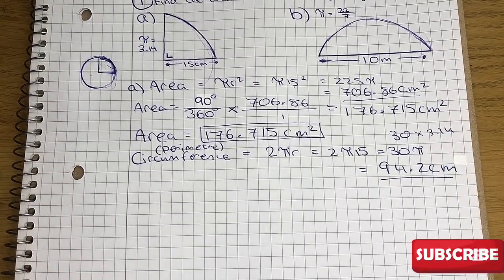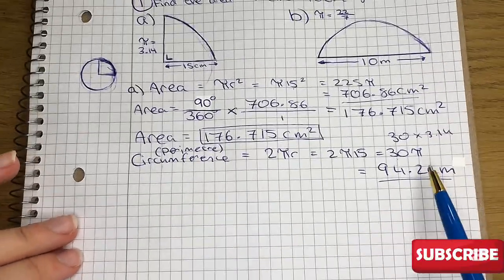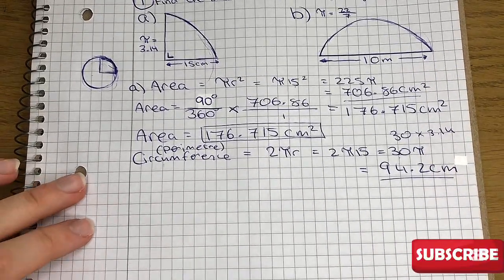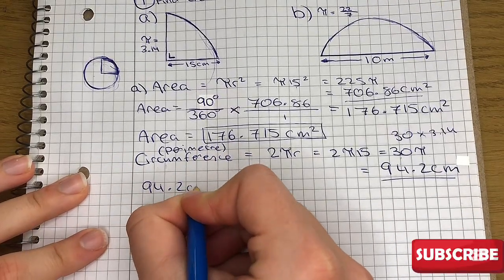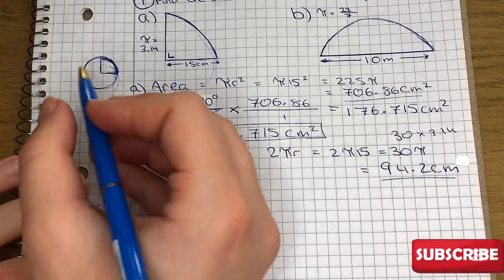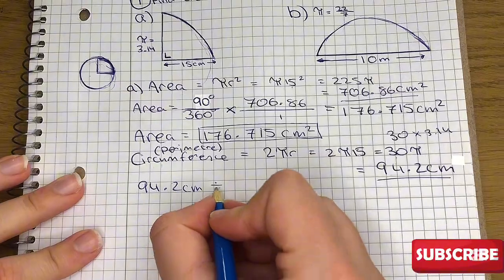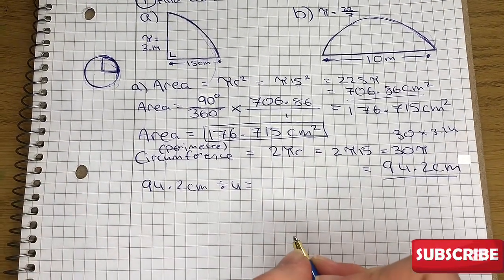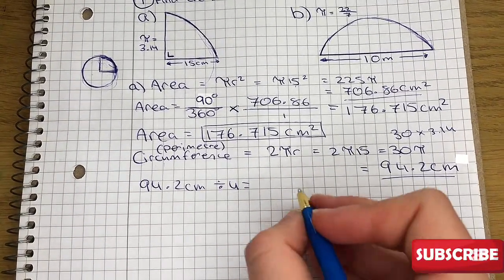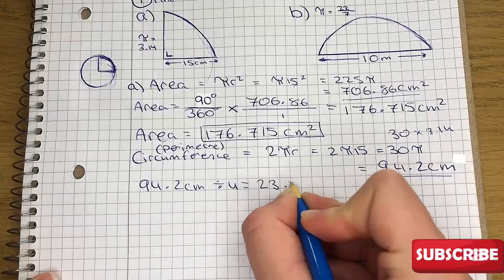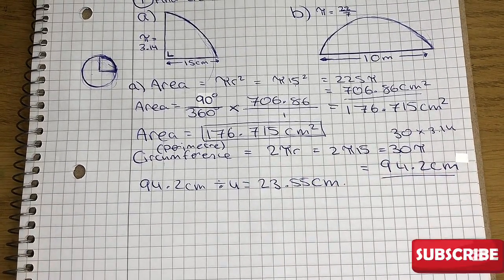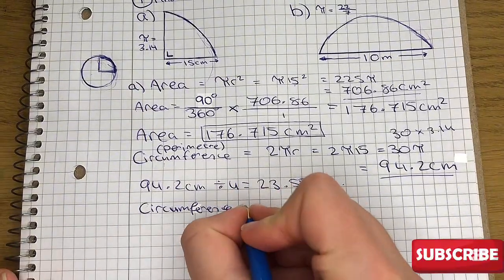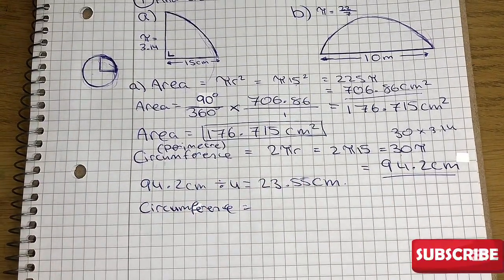So as I was saying, of course you can divide it by 4. There is really nothing wrong with that. So you could go 94.2 centimeters, divide it by 4 because a sector is a quarter of a circle, divide by 4, and you should get 23.55 centimeters. You can, or you can do what I did in the first part of the question.